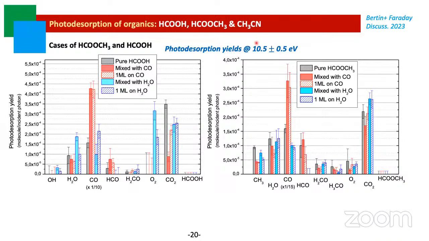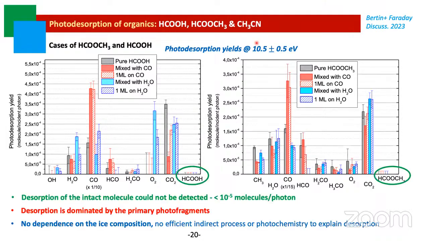But one thing which is extremely striking is that we don't see at all the desorption of the intact molecule. We can only reach the upper limit there. Second thing that we see is a collection of fragments for HCOOH here or HCOOCH3 here. All the fragments that we see are the product of direct photodissociation of the molecule. Also, the yields do not depend on the ice composition. This was extremely surprising.